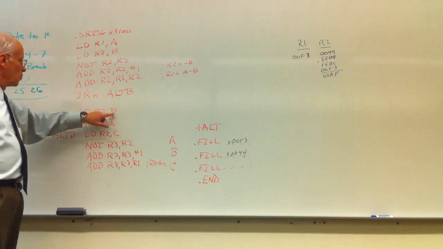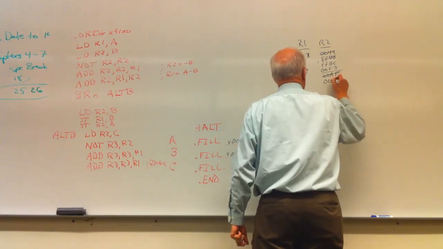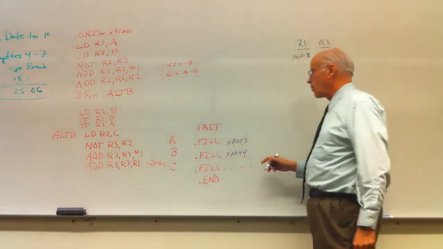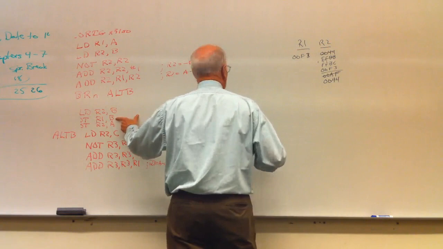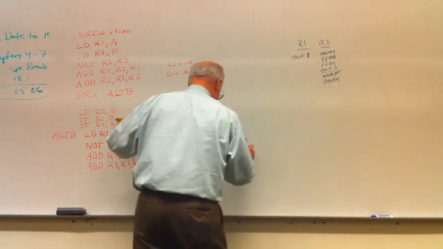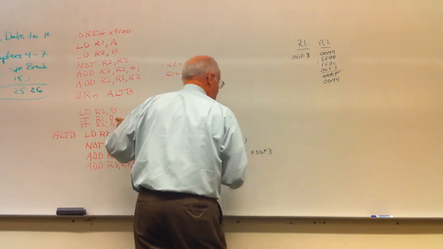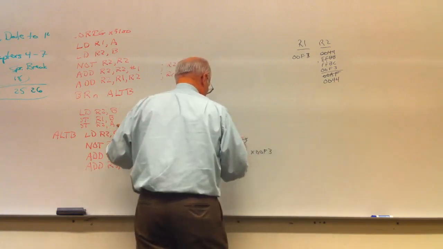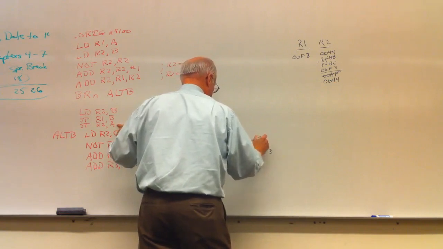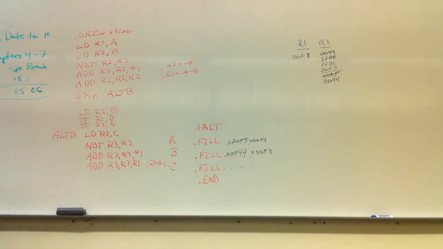Okay, so I load register 2 again from B. So this goes back to 0, 0, 4, 4. Then I store register 1 into B. So now that becomes 0, 0, F3. And then I store register 2 into A. That gives me this one.